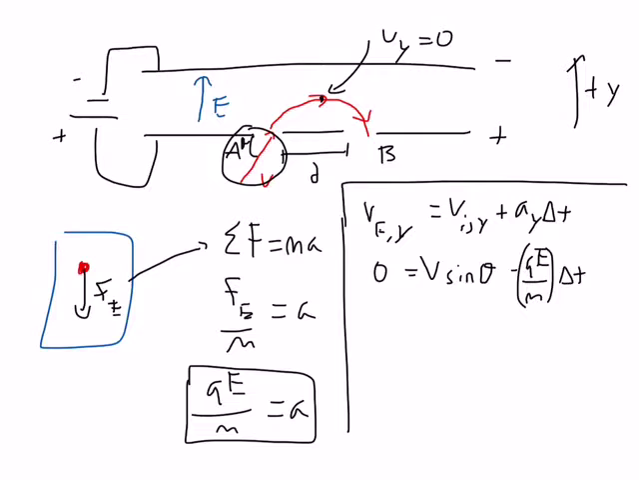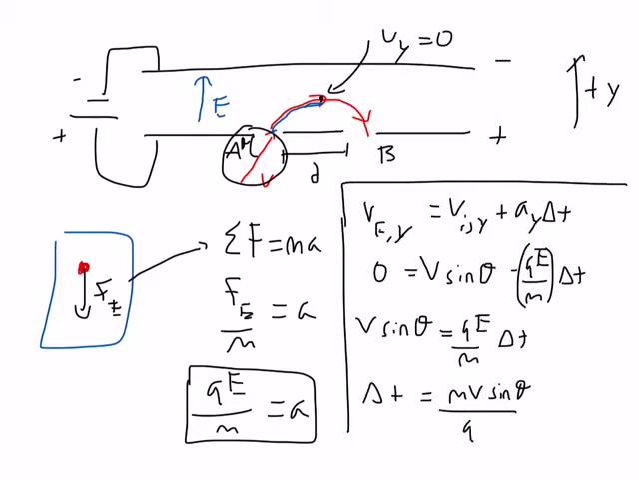Right? And so now we can figure out what the amount of time is for the electron to follow, I'm going to retrace just this half of the path, right? That half of it, from the start to that midpoint. So we just rearrange. We get V sine theta equals QE over M delta t. And so delta t equals mV sine theta all over QE.